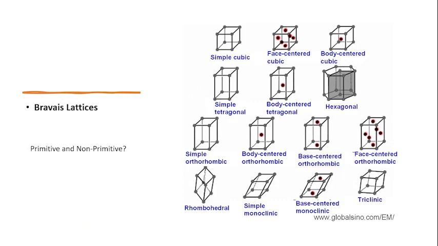According to the arrangement, according to the periodicity, there are 14 types of arrangements by which atoms can be arranged in a crystal structure. So suppose some metal is there. Let me take lithium. Lithium can be found in metal form also.